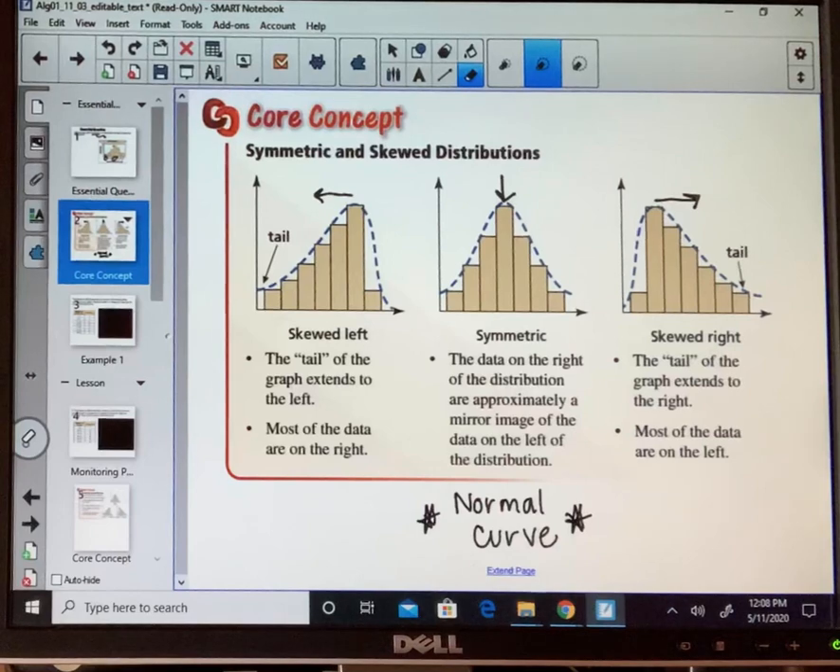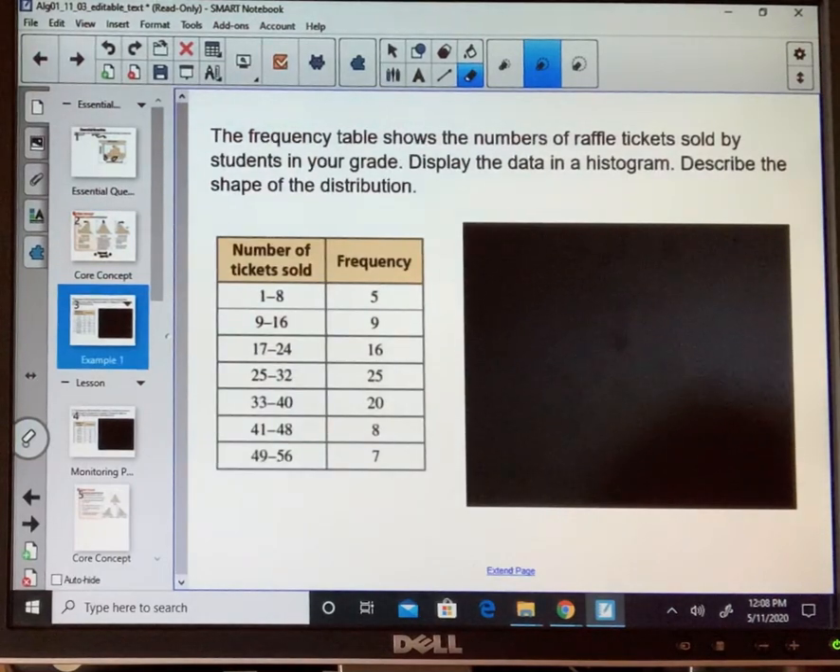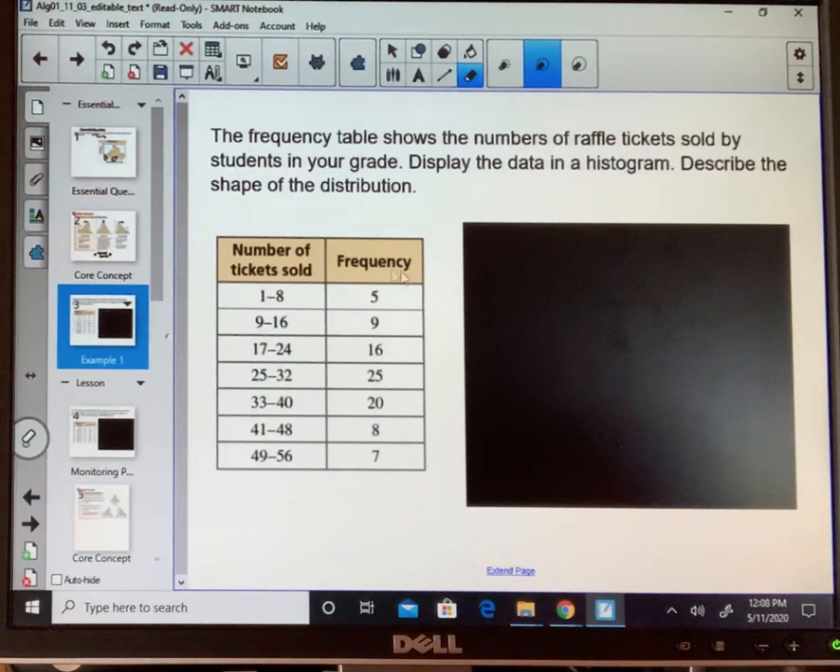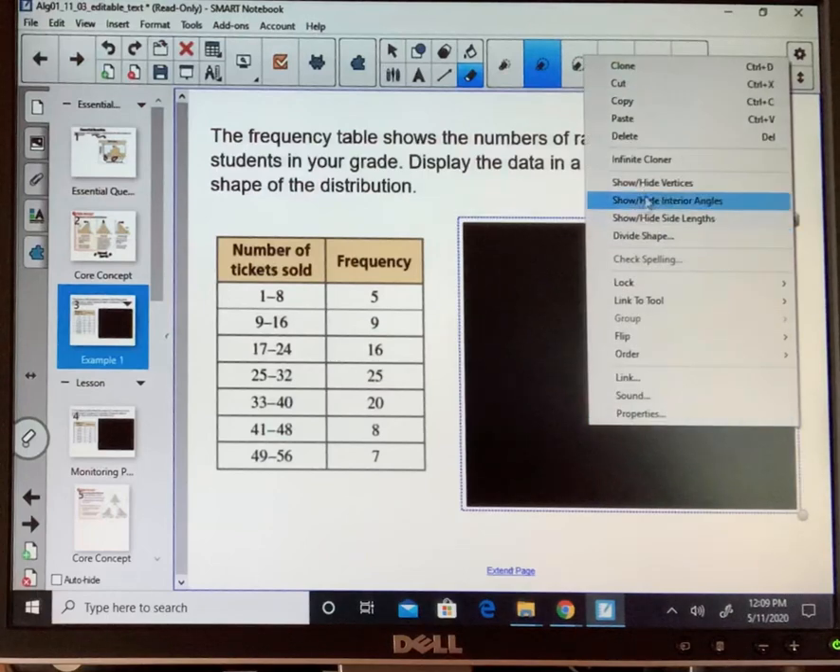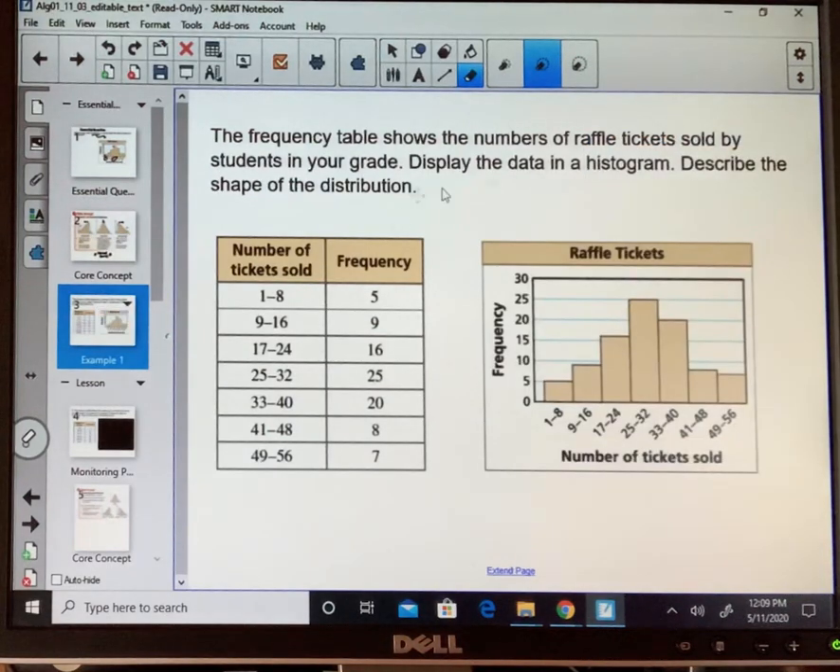Okay, but this is the idea. A frequency table shows the number of raffle tickets sold by students in your grade. Display a histogram and describe the shape of the distribution. Okay, so this is what I would be giving you. I'd be giving you a table here, and you'd have to fill in those values in a histogram. I went and did that.